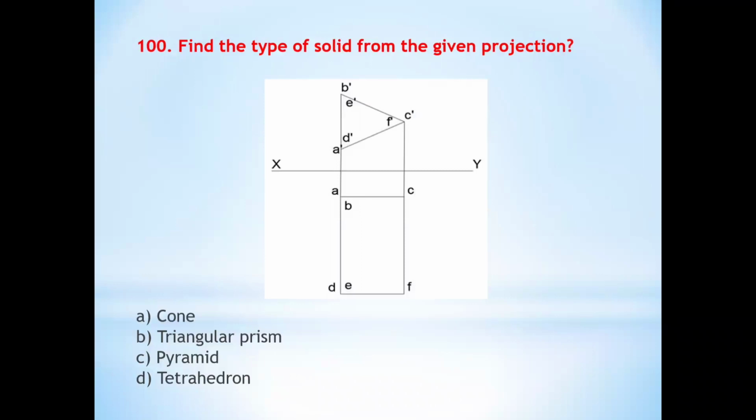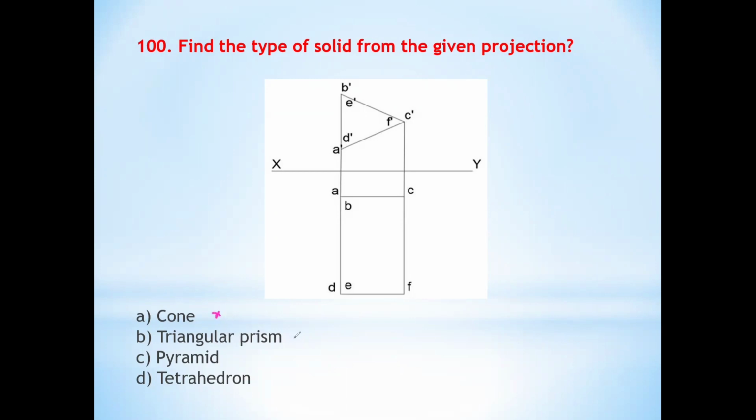Next, the last one. Find the type of the solid from the given projection. We'll see the top view is a rectangle, and the front view we are getting is a triangle. So we'll see the options. The first one is the cone. A cone will not be possible, because if a cone is there, definitely one of the views will be a circle, so it's not possible.